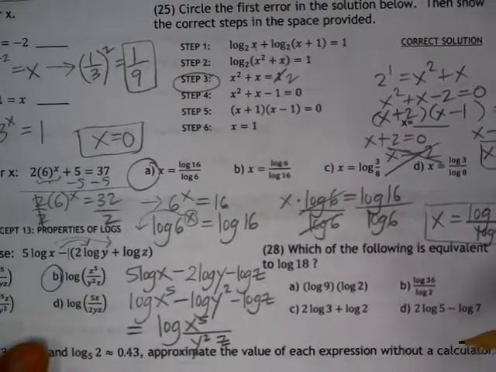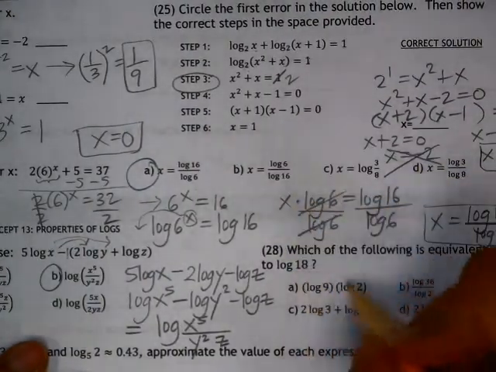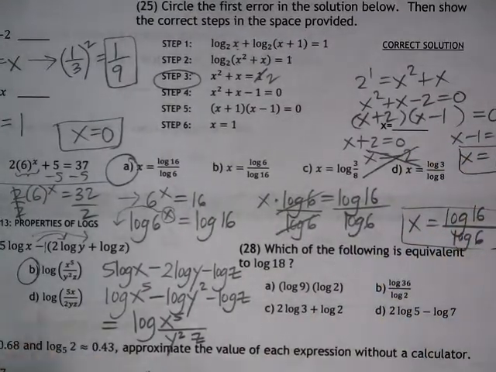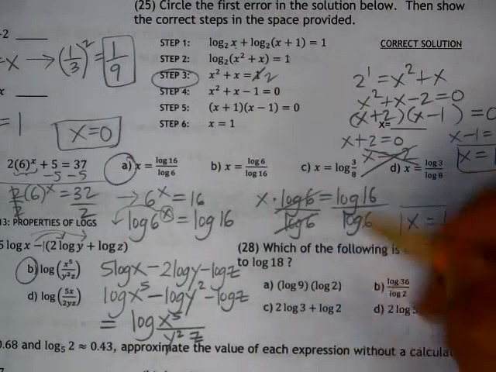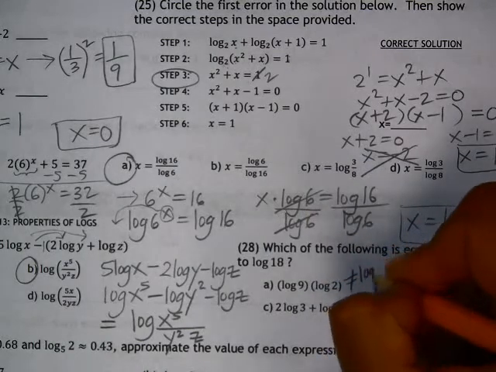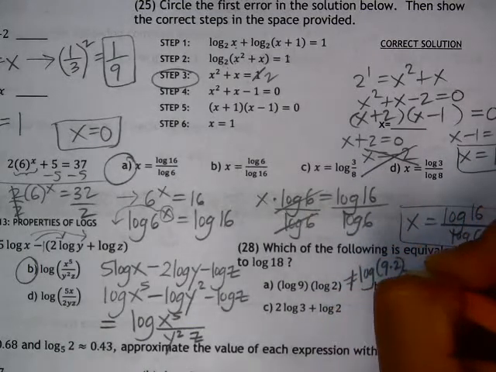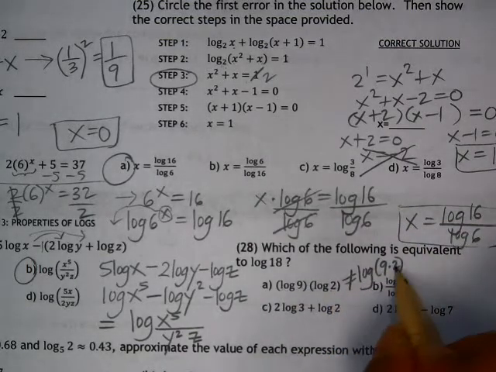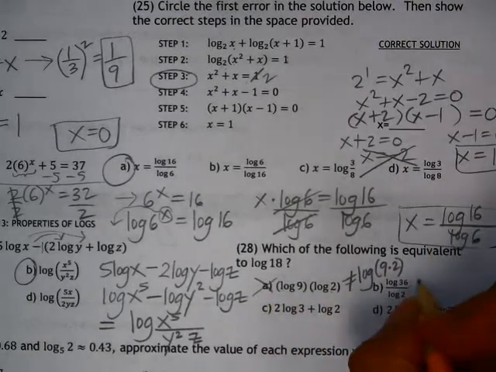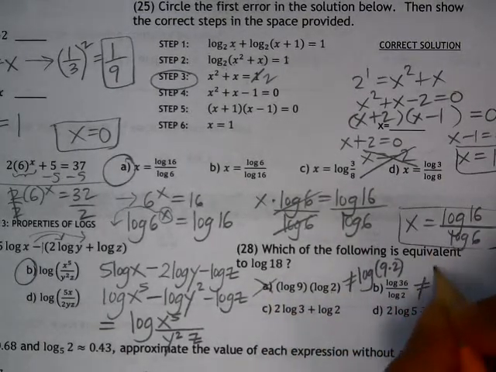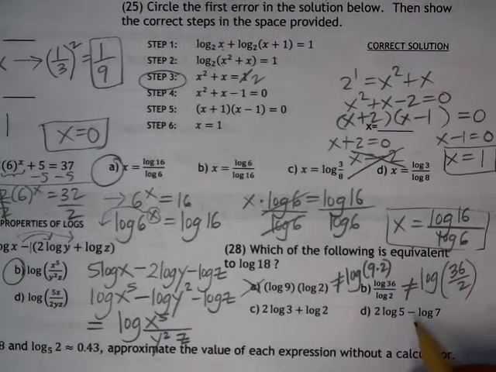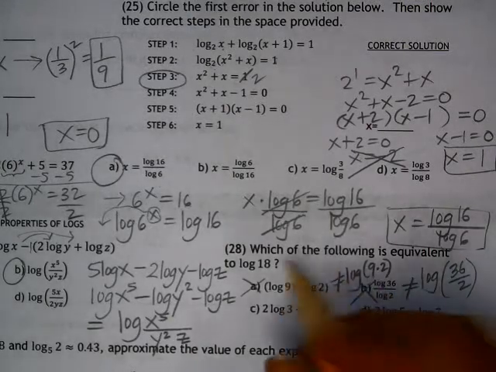On 28, we have a multiple choice question asking which of these is equivalent to log 18. So a really common mistake here is for students to choose either A or B. Log 9 times log 2 is not the same as log 9 times 2. If this was the option, then yes, it would be equal, but this is not equivalent to log 18, so I'm going to cross that out. Similarly, log 36 over log 2, that is not equal to log 36 divided by 2. So this one also, we can't say that it's equivalent to log 18.